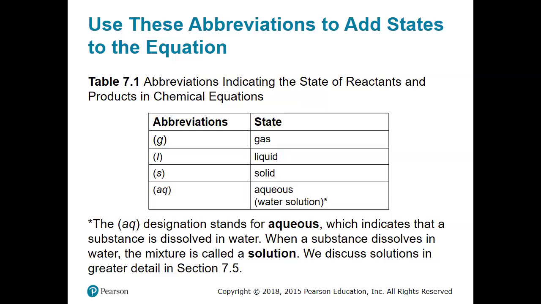So we've discussed the idea of solutions going all the way back to chapter 2 when we were classifying matter. But now we have a way to show that a solution is present in a chemical reaction, in a chemical equation.